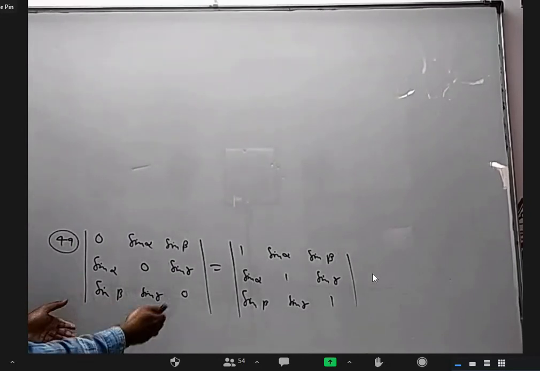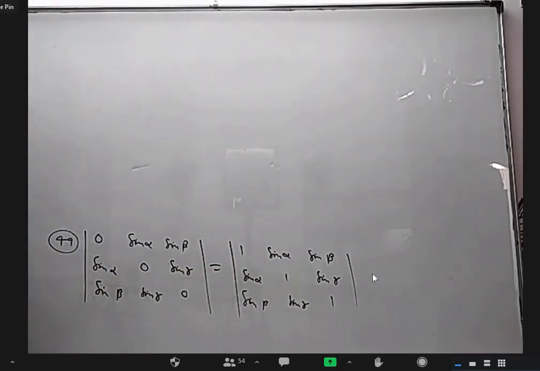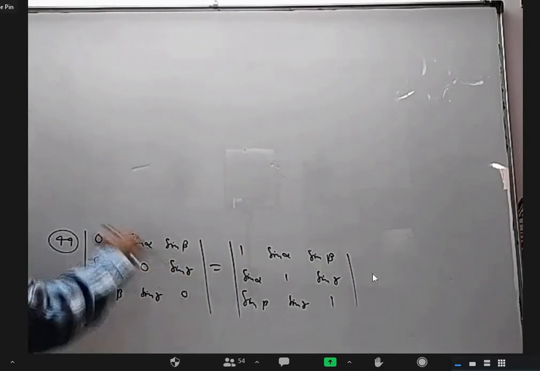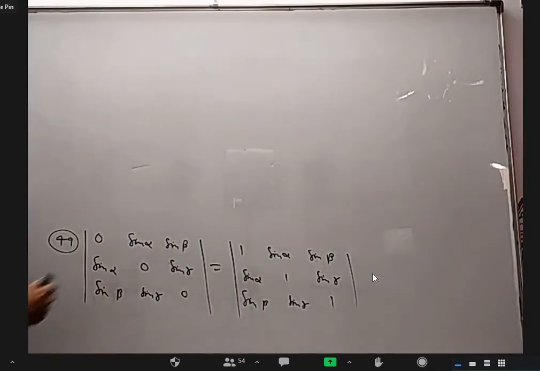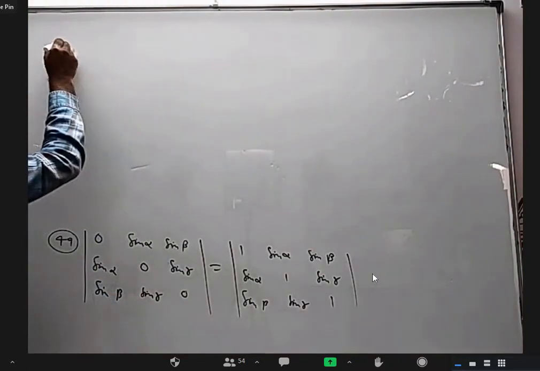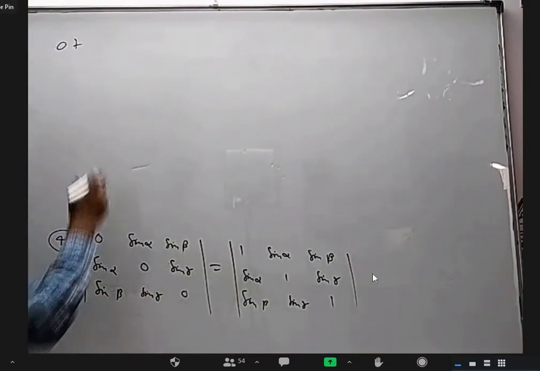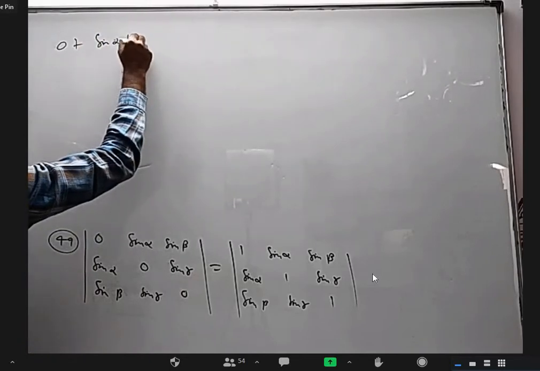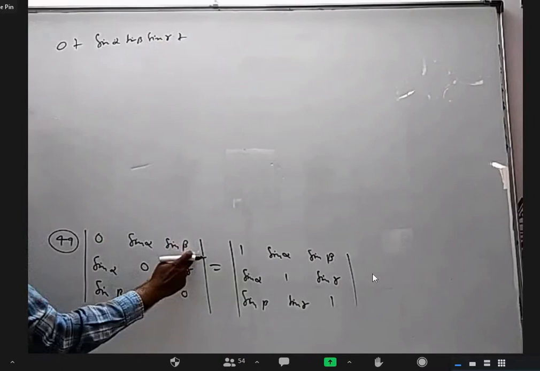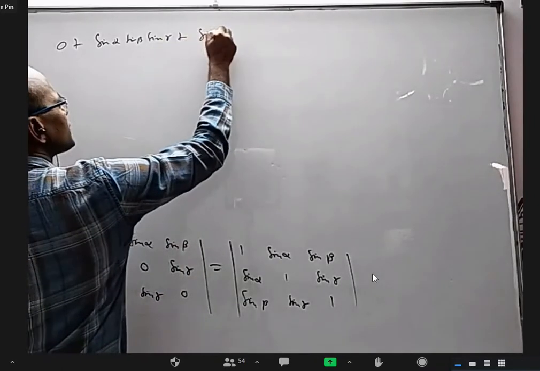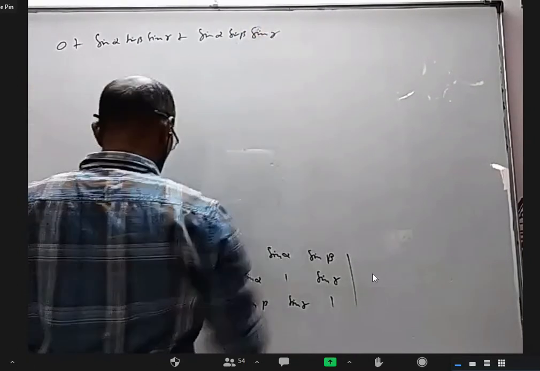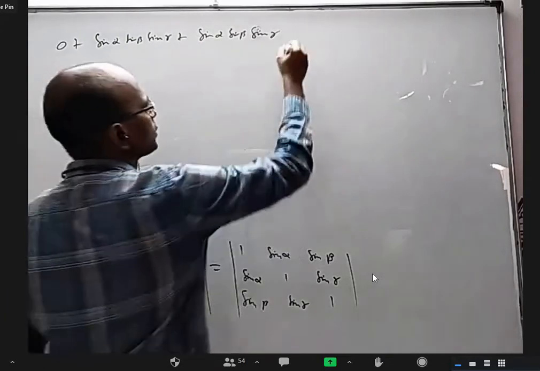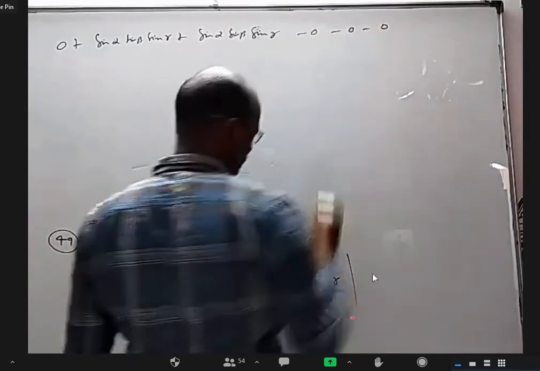The 49 question is here. I just said simply expand this, nothing much. You expand normally your own way. I'm going to use the last method I told, multiplying diagonally, the arrow method. This product is 0. This product is this into this into this, I am going to get sine alpha, sine beta, sine gamma. This product, this into this into this, is another sine alpha, sine beta, sine gamma. And when I multiply like this, 0, 0, 0, minus 0, minus 0, minus 0.